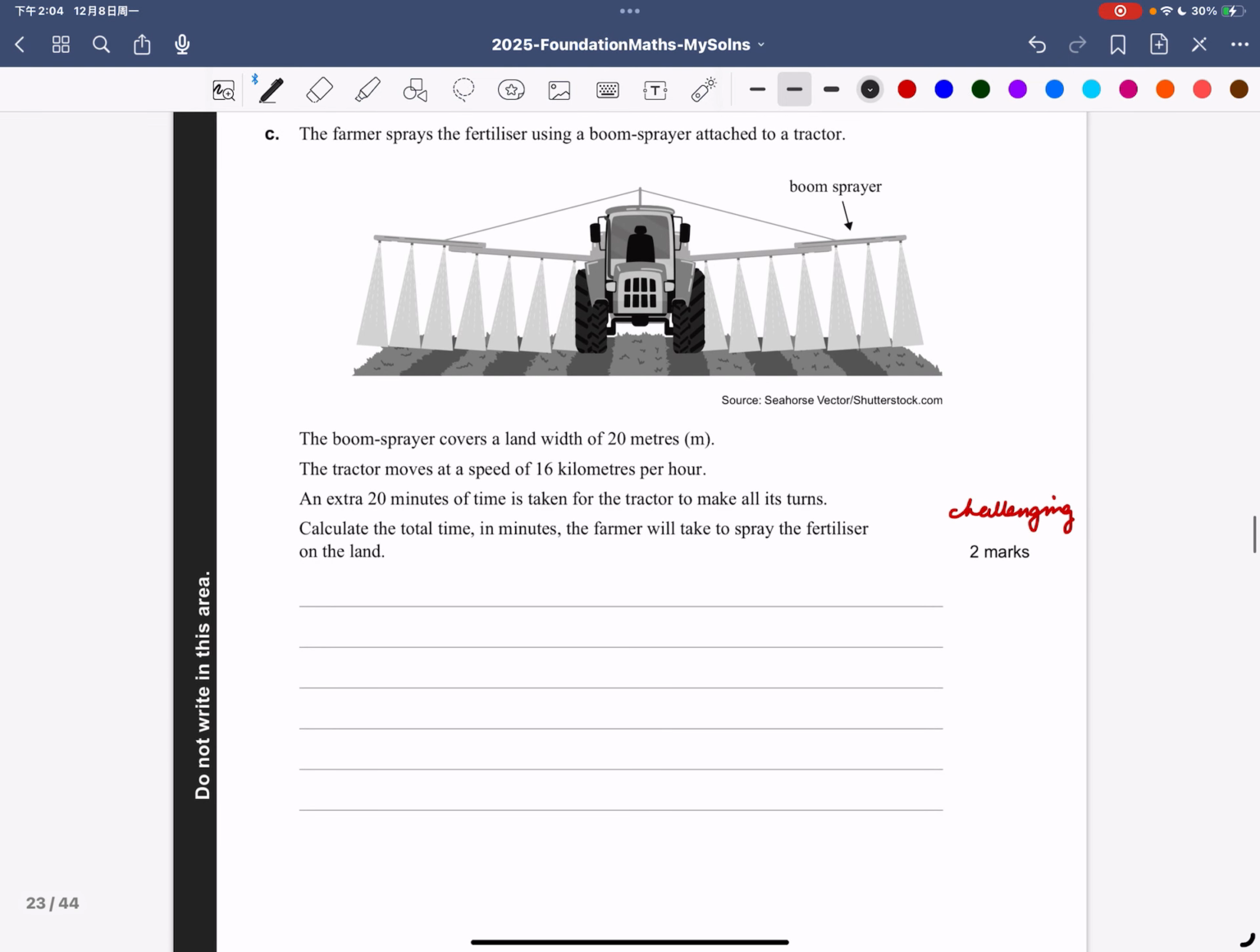The farmer sprays the fertilizer using a boom sprayer attached to a tractor. The boom sprayer covers land width of 20 meters. The tractor moves at a speed of 16 kilometers per hour. An extra 20 minutes of time is taken for the tractor to make all its turns. Calculate the total time in minutes the farmer would need to take to spray the fertilizers on the land.